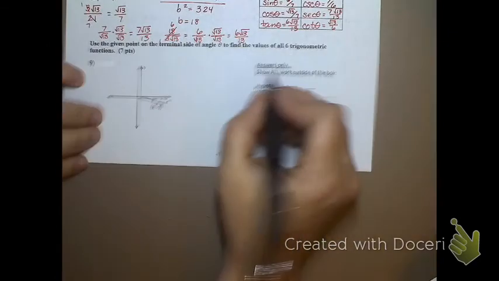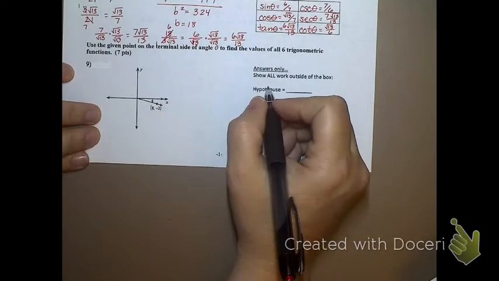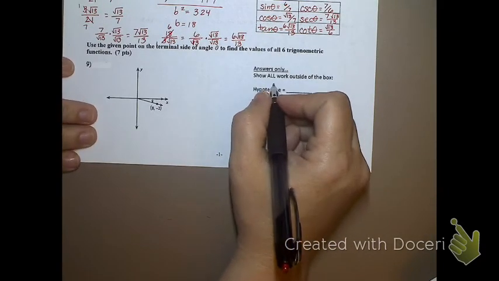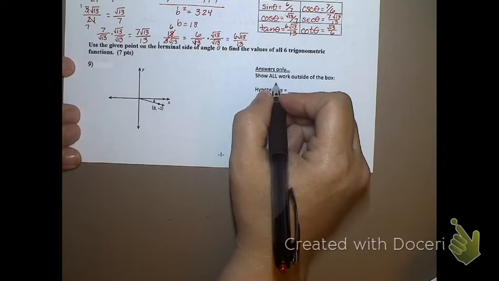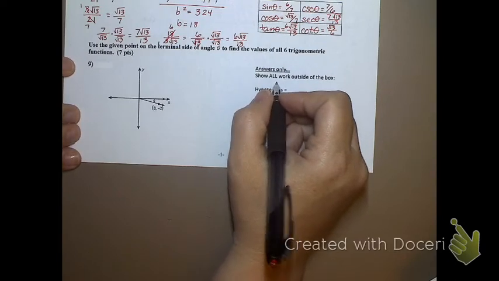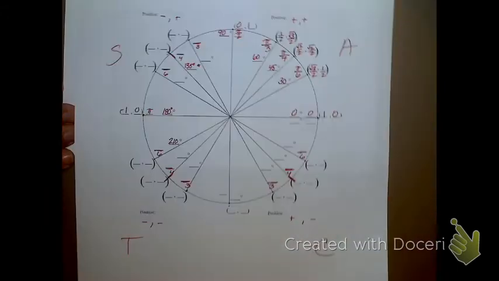So, here is our given point 1. What quadrant is this in? Quadrant 4. And what do I know about what's positive in quadrant 4?